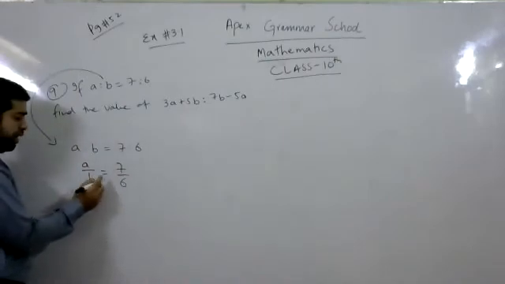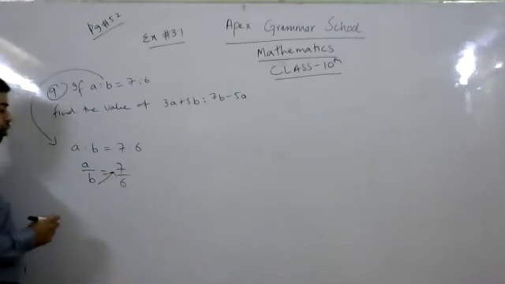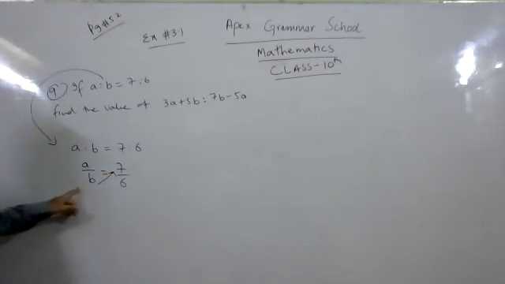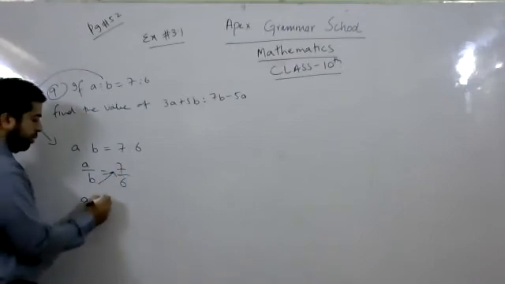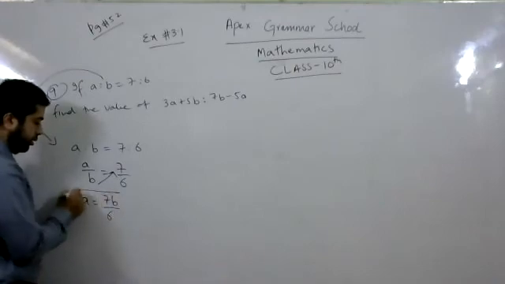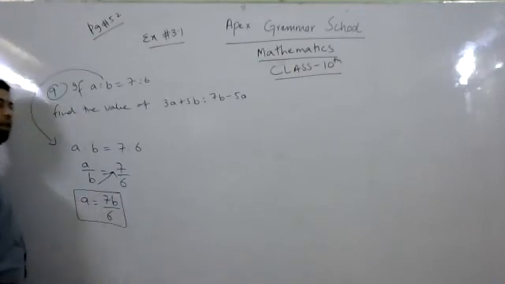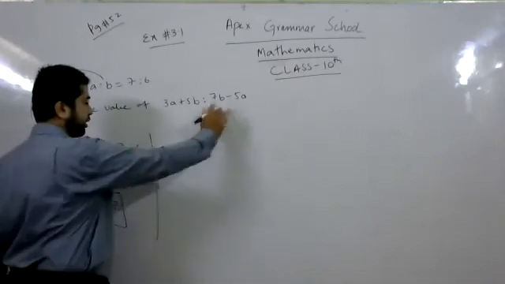B is dividing there, so we are going to multiply it there. That is, A is equal to 7 multiplied by B, 7B divided by 6. This is the value of A. You can easily put this value of A inside this ratio.